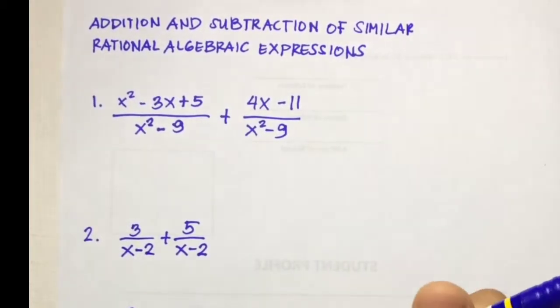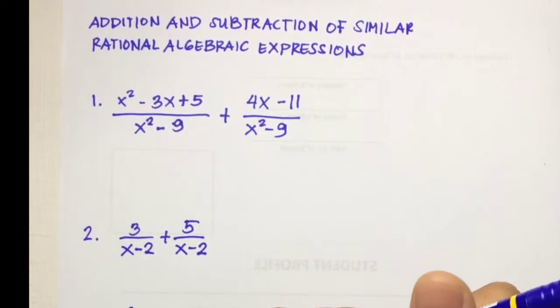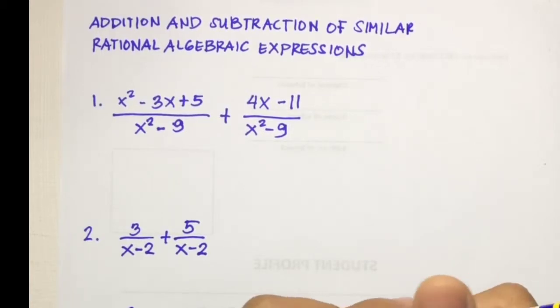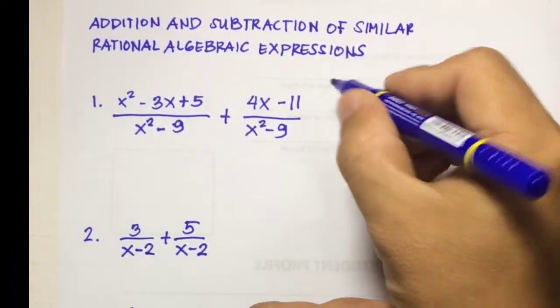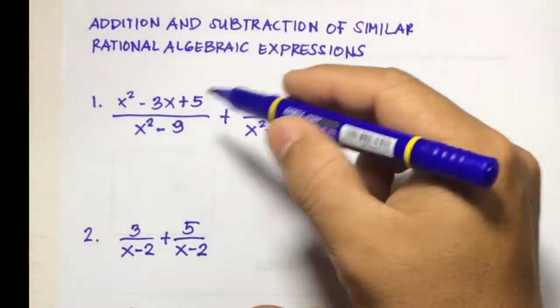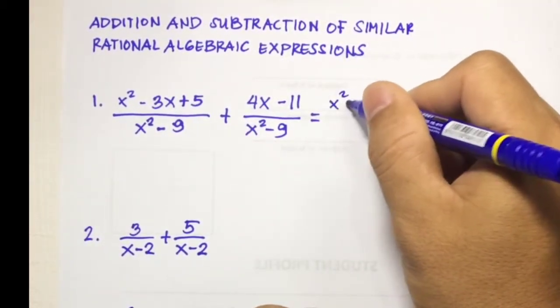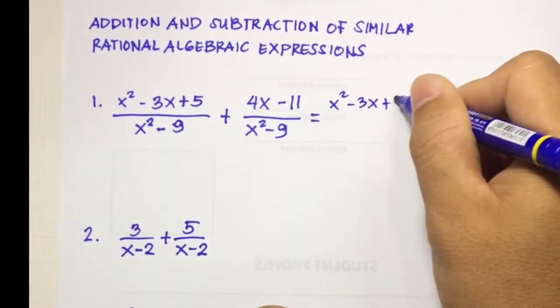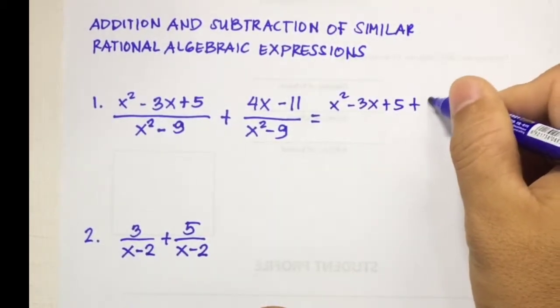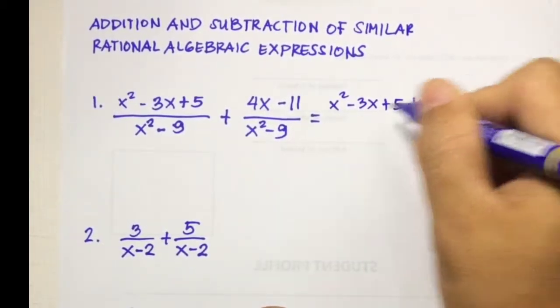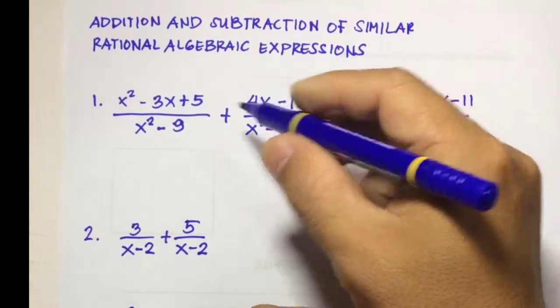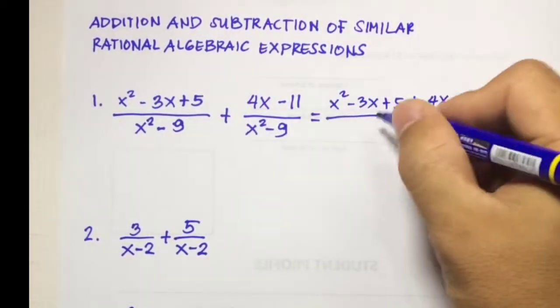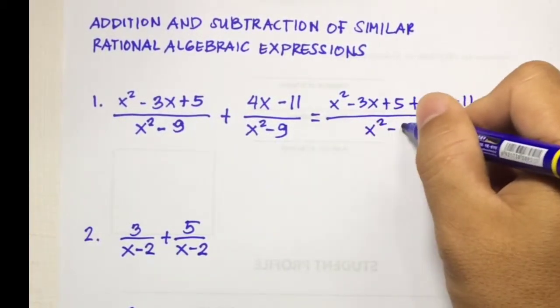So for example number 1, (x squared minus 3x plus 5) over (x squared minus 9) plus (4x minus 11) over (x squared minus 9). So what we're going to do here is add the numerators, x squared minus 3x plus 5 plus 4x minus 11, over, copy the denominator, x squared minus 9.